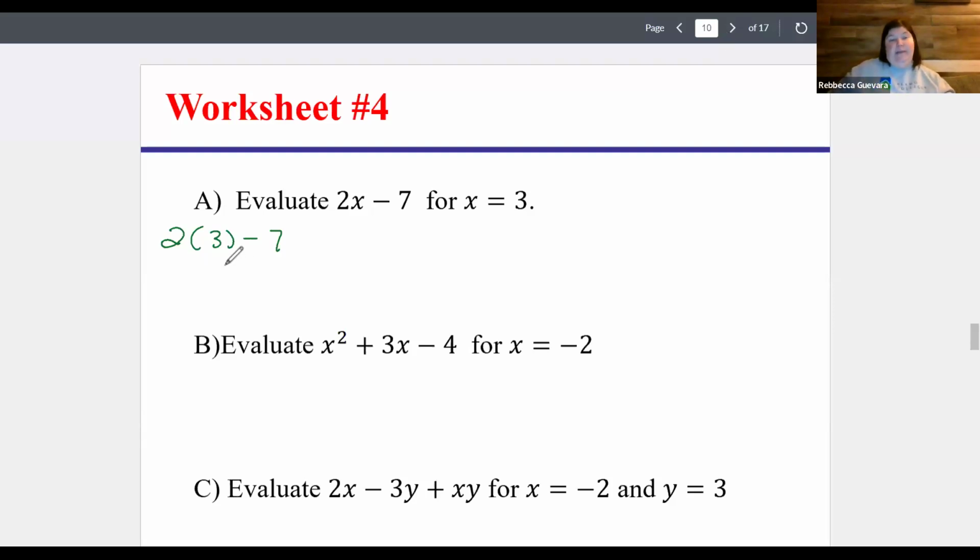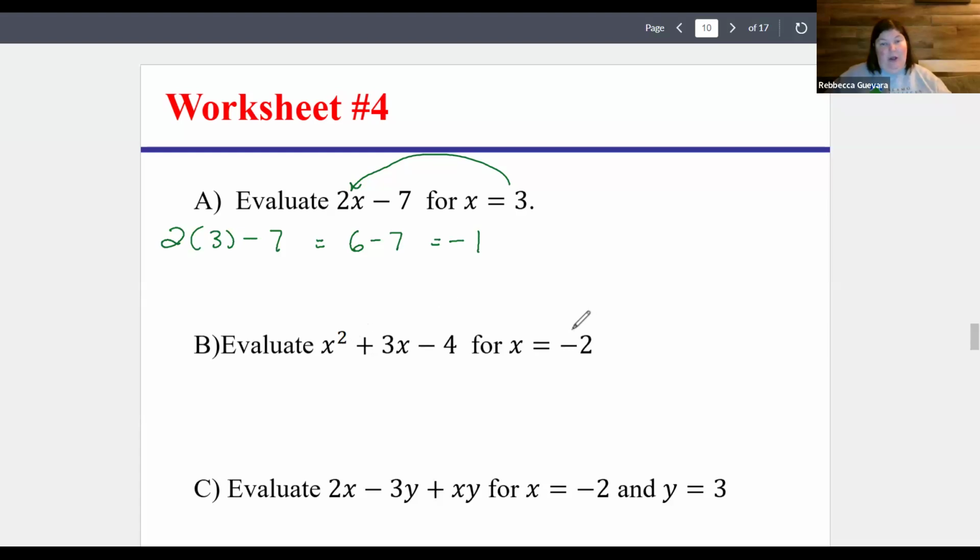All right, so for A, we have 2x minus 7, and we say x is 3. So we're just going to replace that x with a 3. So it's 2 times 3 minus 7. By order of operations, we know that we're going to do 2 times 3 first because that's multiplication and division. So we get that 6 minus 7. Then we can do the subtraction. So 6 minus 7 leaves me with negative 1.